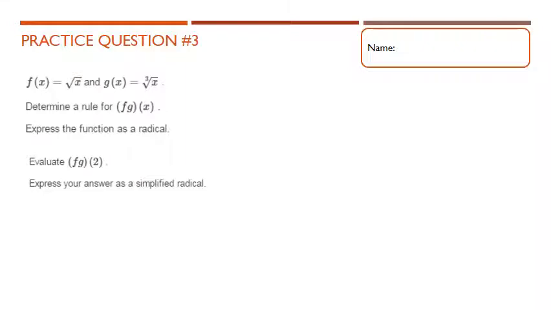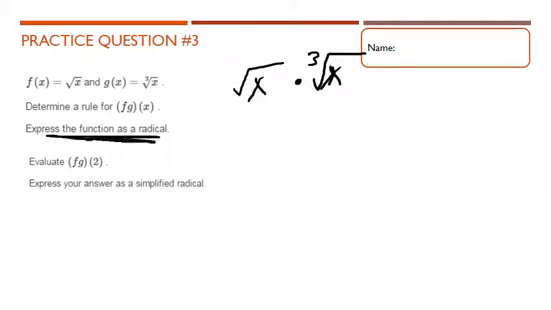All right, now we have one just like number 3 on your quiz. You are multiplying. Remember, this is determine the rule for f times g of x. We're going to multiply these two things. So this is square root of x times the cubed root of x. Now, anytime you're multiplying these, I would just switch them over to rational exponents, and then at the very end, put it back in radical. Because it says express the function as a radical. So let's write this.